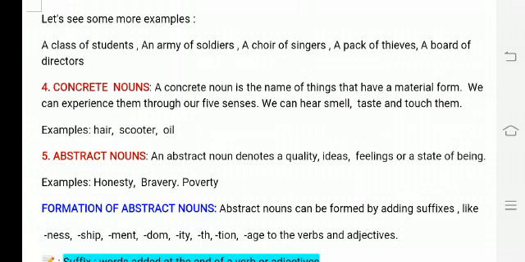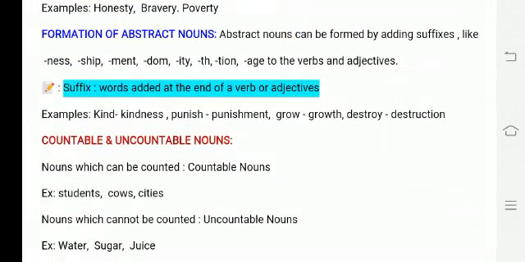Formation of abstract nouns. Abstract nouns can be formed by adding suffixes. I hope you know what a suffix is. Suffixes are letters or words that are added at the end of a word, verb or an adjective.